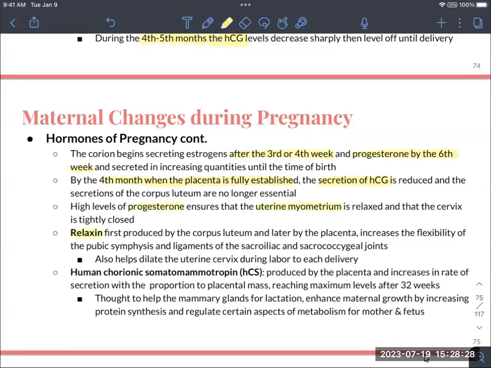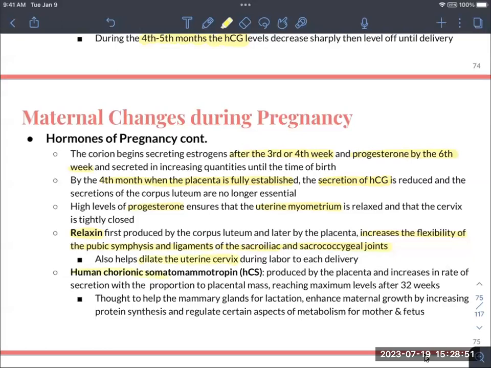The hormone relaxin was produced by the corpus luteum. It starts to get produced by that placenta. It does increase the flexibility of that pubic symphysis and the ligaments of the sacroiliac and the sacrococcygeal joints. It'll help to dilate the cervix.